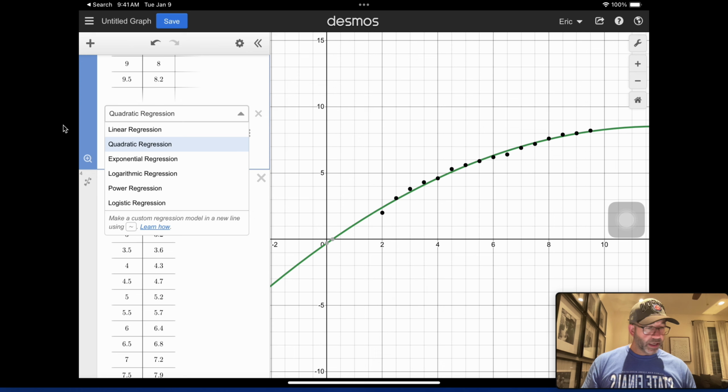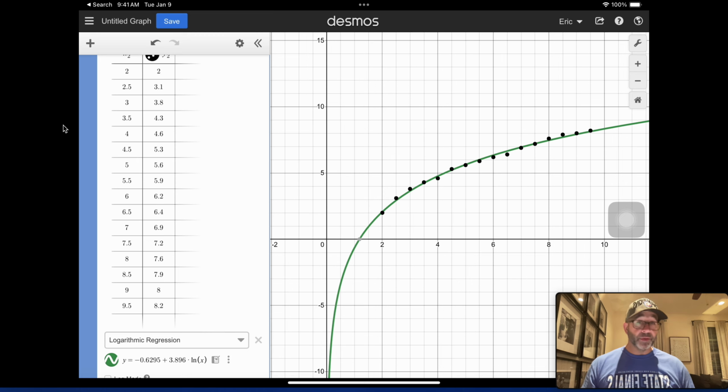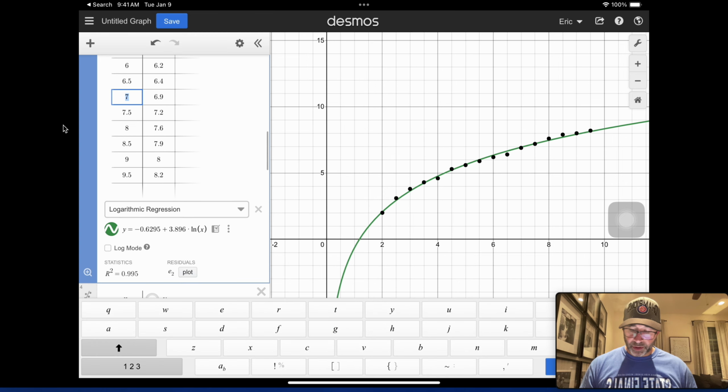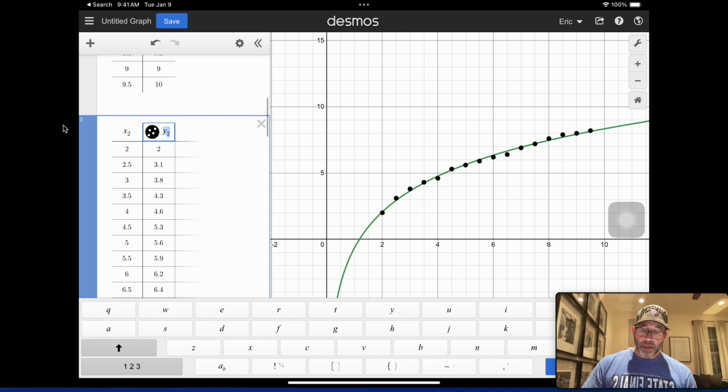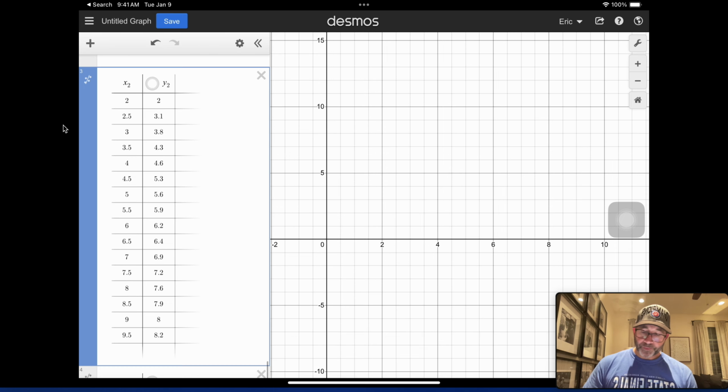And then we look at, what was the log regression? And you can see, boom, this one fits pretty good. And if you look at the R squared value, 0.995, that's the largest R squared value here. And this is one that seems to fit the data pretty well. All right, let's continue on.